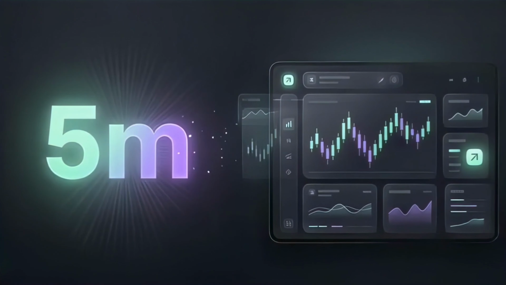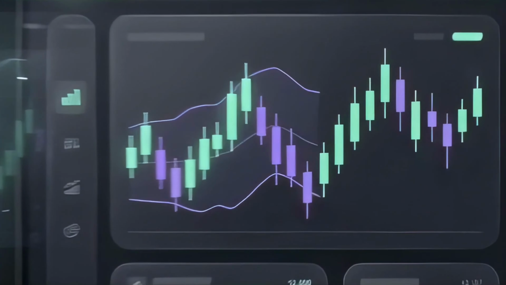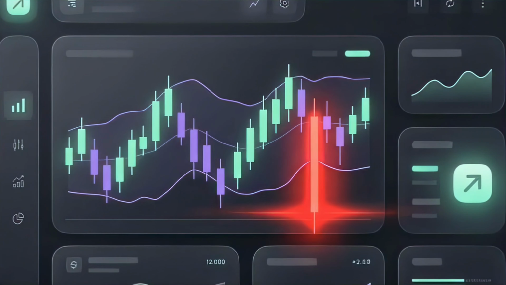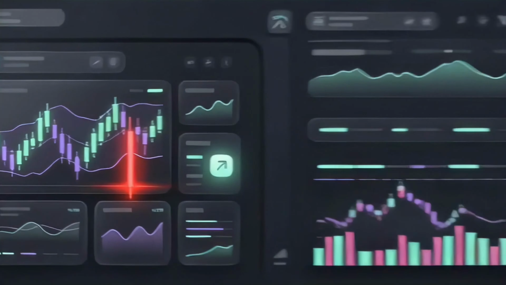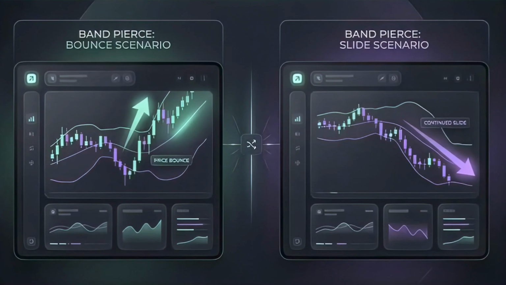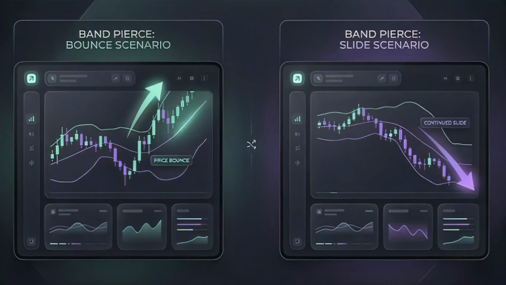Start with the 5-minute chart. Here is your problem. Price stretches down and stabs through the lower band, and every instinct screams that it is oversold and due to bounce. Sometimes it snaps right back and you win. Just as often it keeps sliding, hugging that band all the way down, and stops you out.